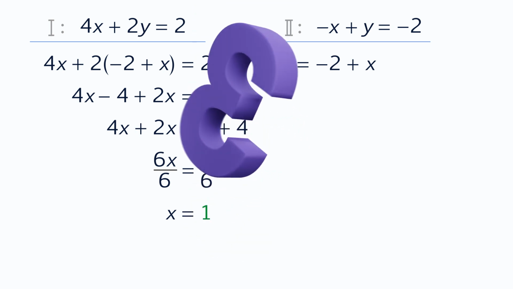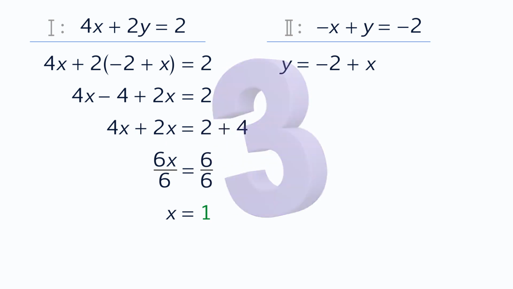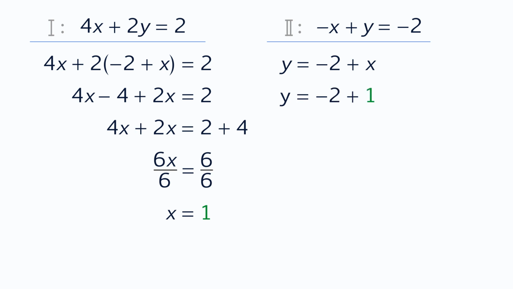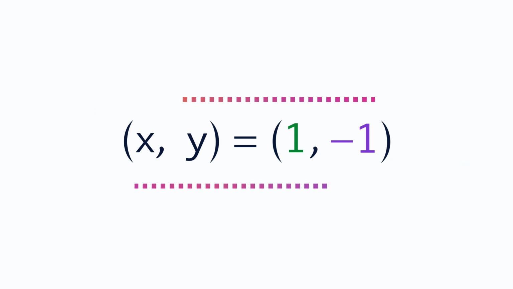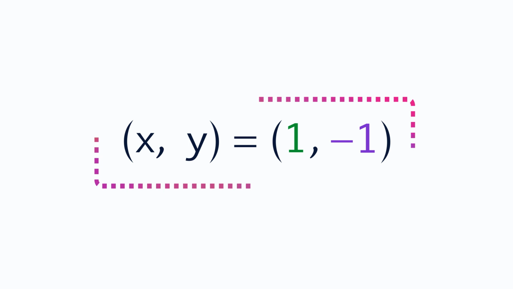Next is step 3. Insert the value x equals 1 back into equation 2. This gives you y equals minus 2 plus 1, which is minus 1. This is the y value of your solution. That's it. Your final answer is written in coordinate form like this. (x, y) equals (1, minus 1). And you are finished.